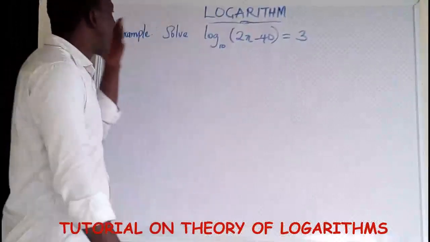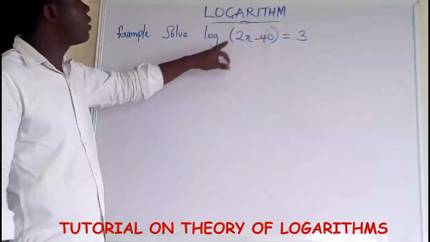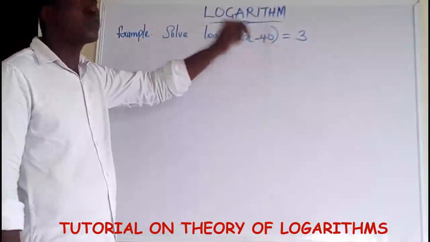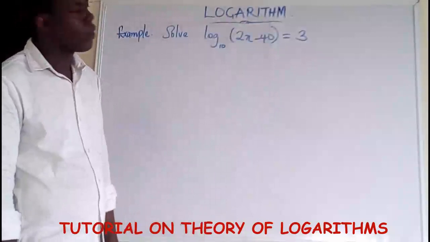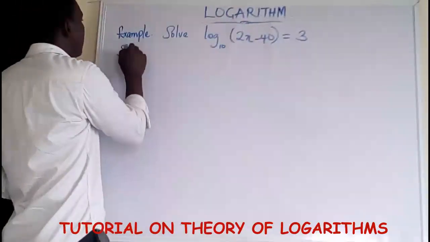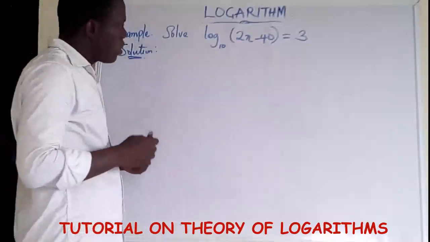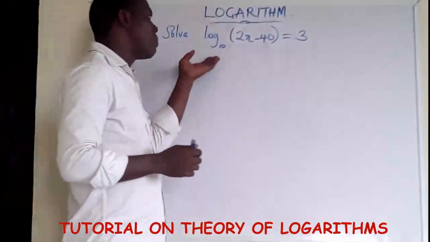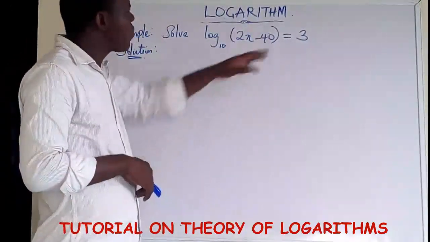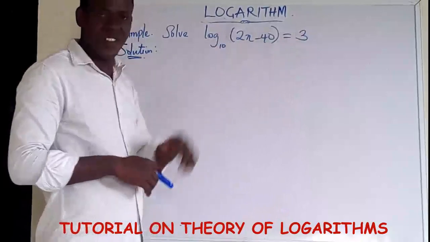Alright, we have another question, another example. My brother says log to the base of 10 of 2x minus 40 equals 3. Now, what we need to do here, solution, is you can see that we have log on this side, but we don't have log on this side. So how can we transform this number to log that will still have the same base?